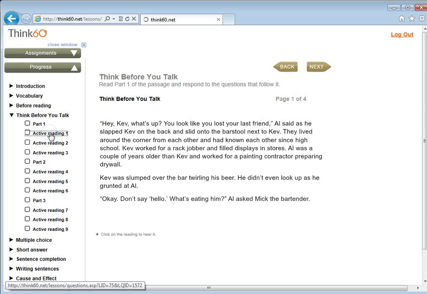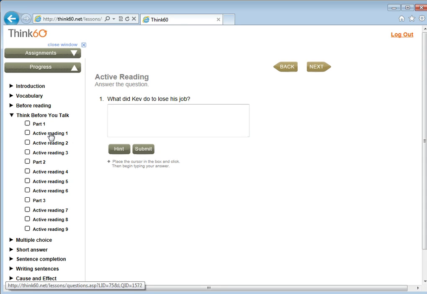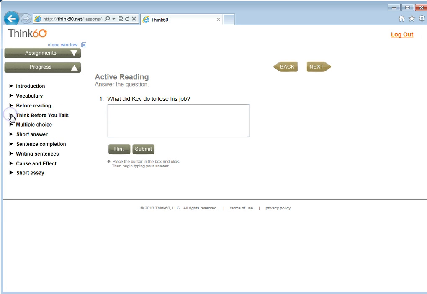After each part are active reading questions. These are open response questions that test the student's recall about what they just read. This keeps the student focused and engaged and makes reading active and not passive. After the student reads the passage, there are a series of after-reading activities.